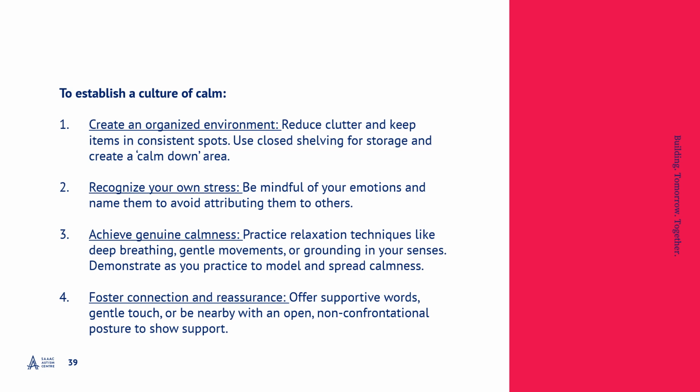Finally, foster connection and reassurance. If someone is struggling, offer supportive words such as I'm here for you or it's okay. Others might prefer a gentle touch on their shoulder or simply being nearby them in physical proximity with an open, non-confrontational body posture to show your support. The words, gestures, or actions that will make each autistic person feel safe and supported will be different, so it's important to use preferred strategies.